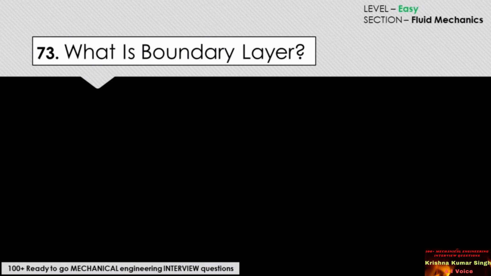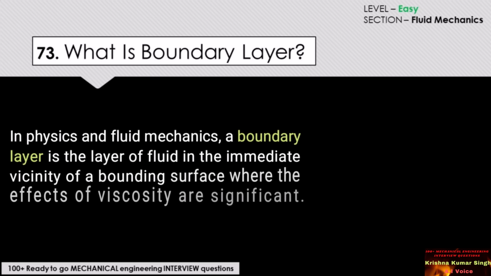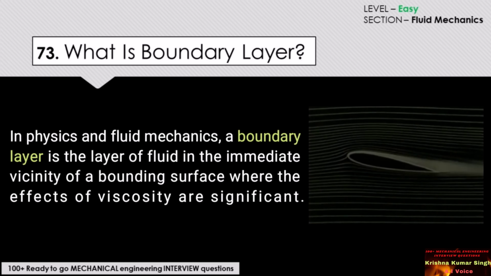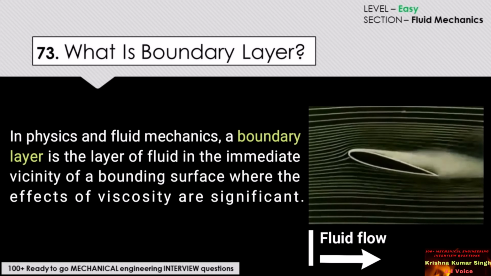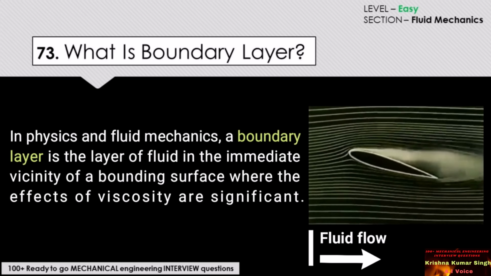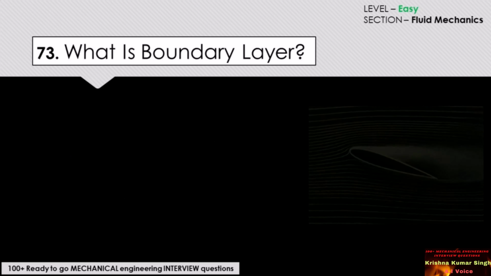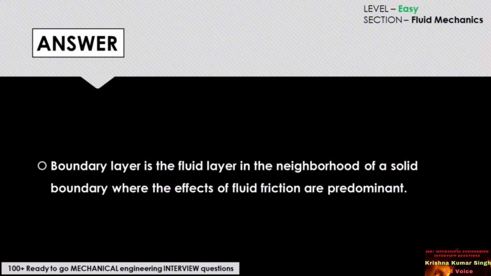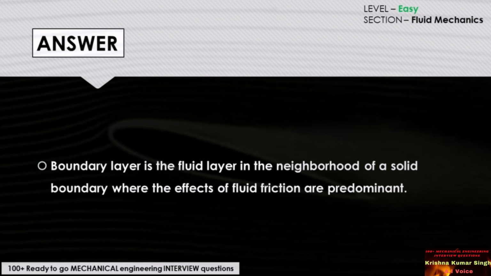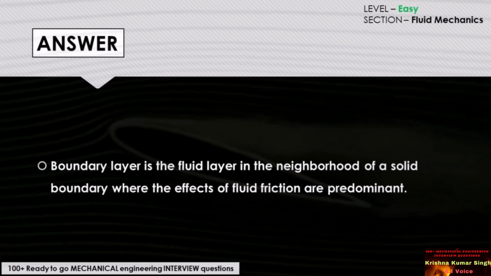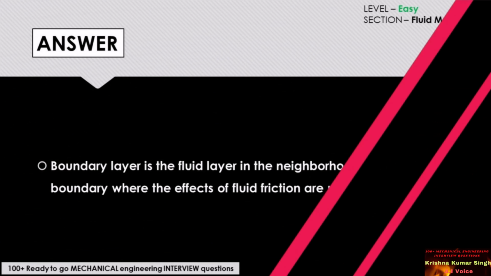What is boundary layer? In physics and fluid mechanics, a boundary layer is the layer of fluid in the immediate vicinity of a bounding surface where the effects of viscosity are significant. The answer to this question would be, boundary layer is the fluid layer in the neighborhood of a solid boundary where the effect of fluid friction are predominant.